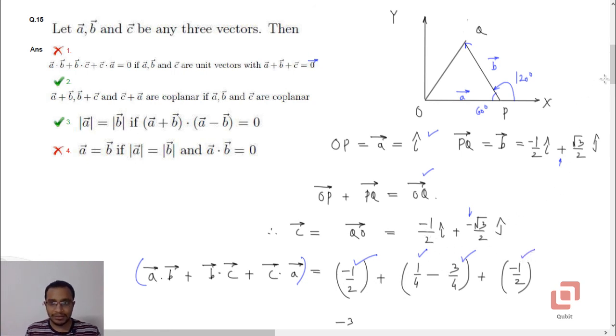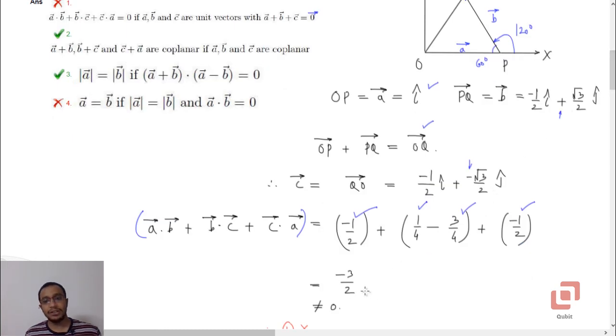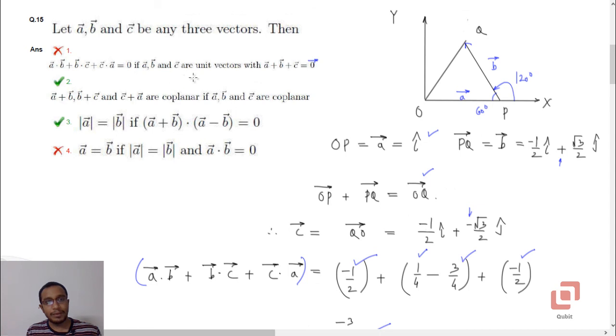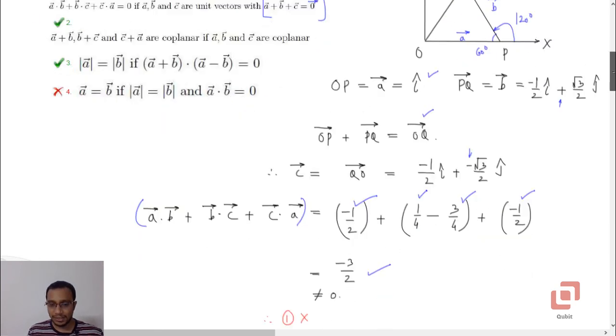Now add these 3, you will not get 0, you will get -3/2, which means even if we are having a bar, b bar, c bar as unit vectors with this condition, a bar dot b bar plus b bar dot c bar plus c bar dot a bar will never be equal to 0.